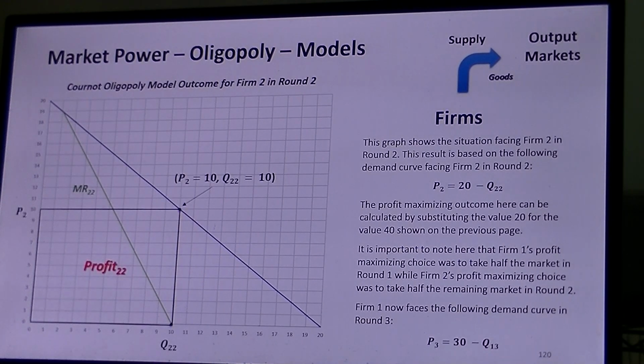Now, it's important to note that firm 1's profit maximizing choice was to take half the market in round 1, while firm 2's profit maximizing choice was to take half the remaining market in round 2. That's just a function of the kind of demand curve that we're using, and the fact that we have zero marginal cost. But this is the outcome that this kind of demand produces.